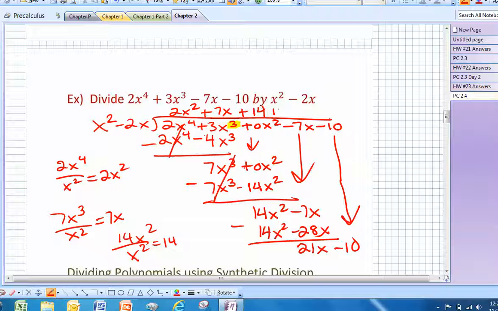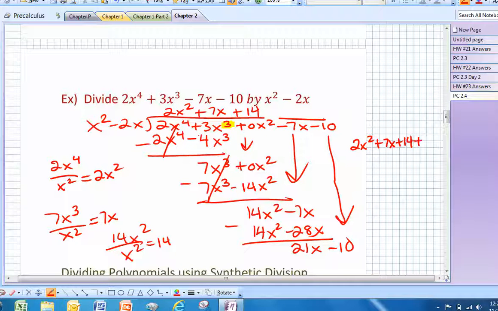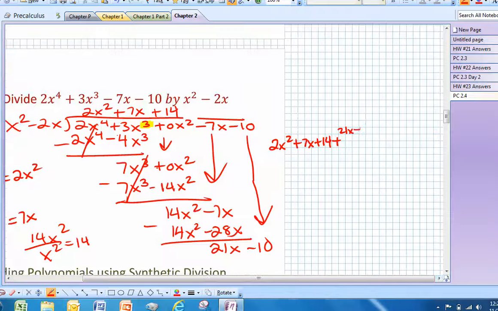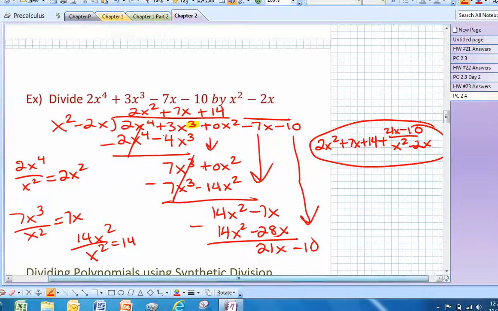And notice now we can't multiply, so now we have the remainder. So the answer is 2x squared plus 7x plus 14, and then plus 21x minus 10 over x squared minus 2x. That is our answer. Remember, the remainder goes over the divisor.